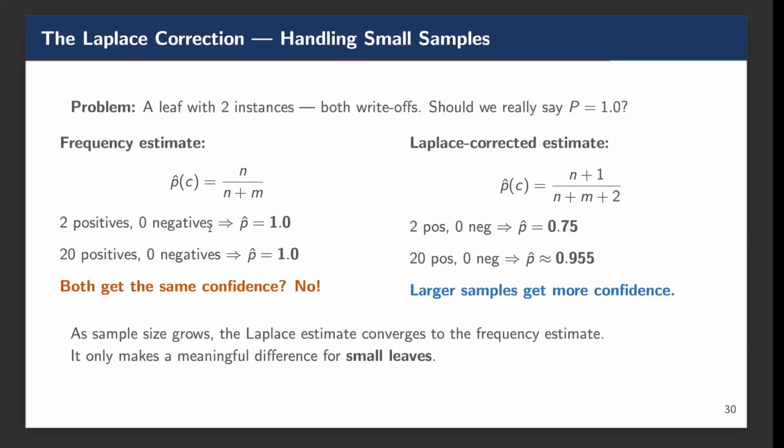But in this case, small samples are a problem. For example, when you have a leaf with only 2 instances that are both write-off, it would give a probability of 1.0, just like a leaf with 200 write-off. So to handle this, we use what we call the Laplace corrected estimate, which is p hat of c equals n plus 1 divided by n plus m plus 2. So in this way, 2 positive out of 2 gives a 0.75 probability, while 20 out of 20 gives about 0.955. So in this case, larger samples get more confidence.